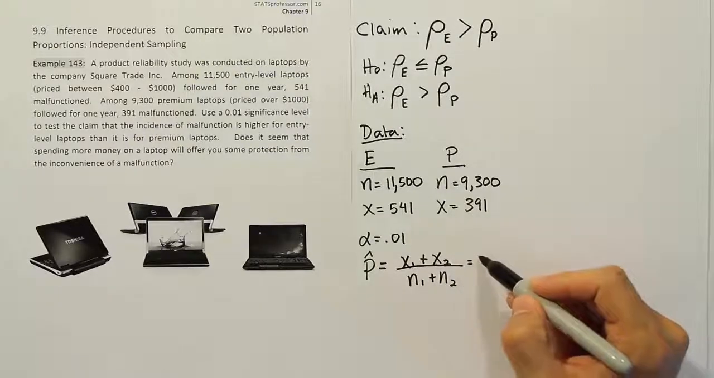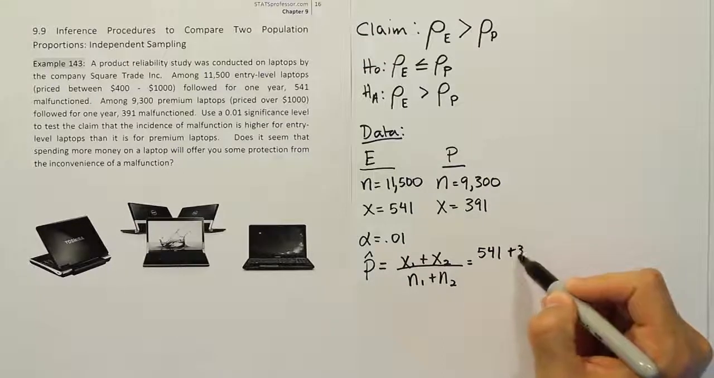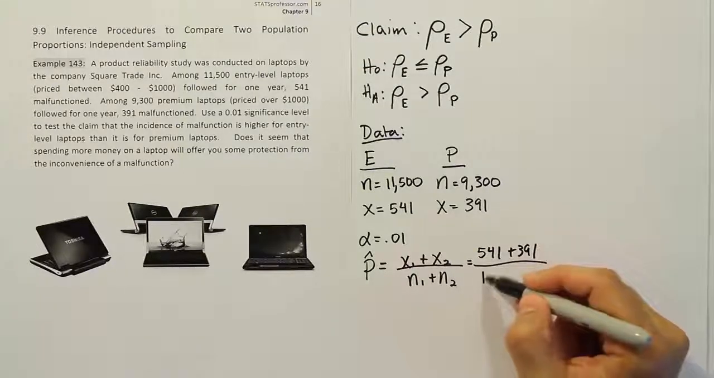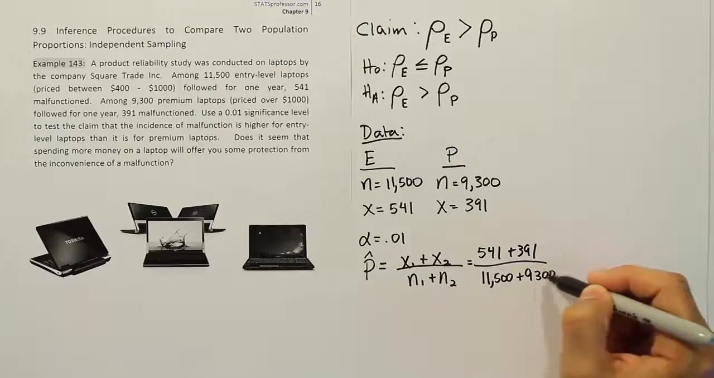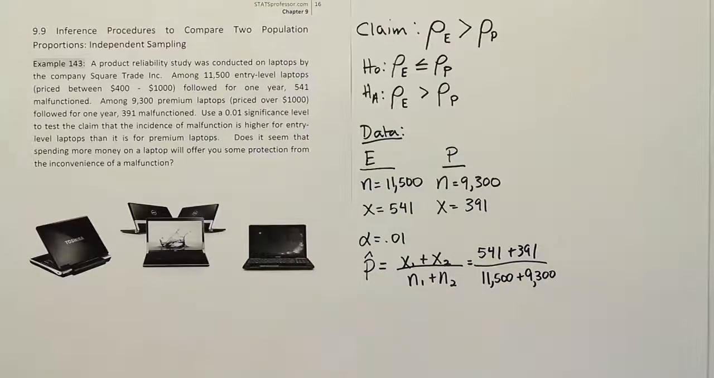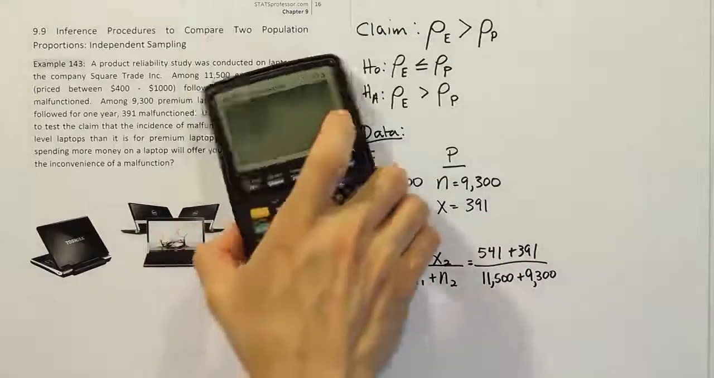All right, so let's do that quickly. We'll have 541 plus 391 over 11,500 plus 9,300. Okay, so with that done, let's get the decimal answer of that.